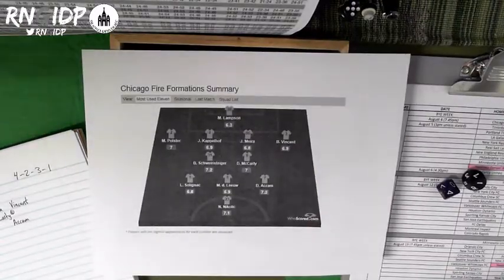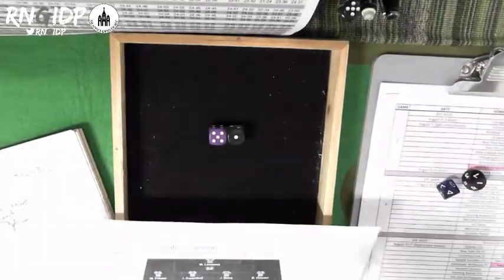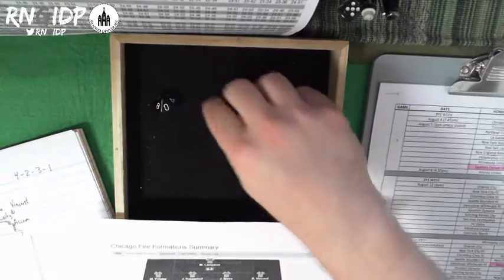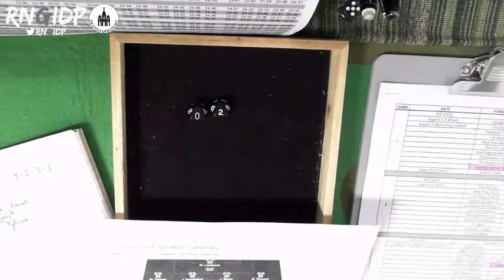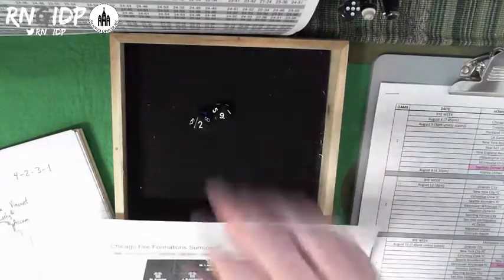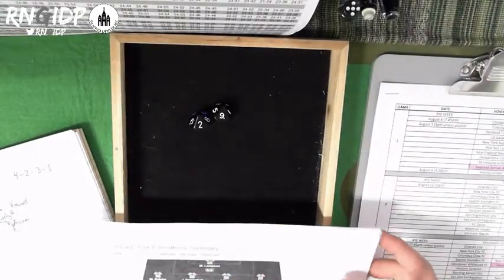So we're going to find Chicago's formation. And we're going to go ahead and roll some dice here. So the first goal we will roll... Alright, so we need to throw a D100 to get who scored it, what position. It was 0-2, so that will be a forward that scores it. So we got to throw it again to see which forward would score it. It's a 29, so that's forward number 1, which is Lampson.